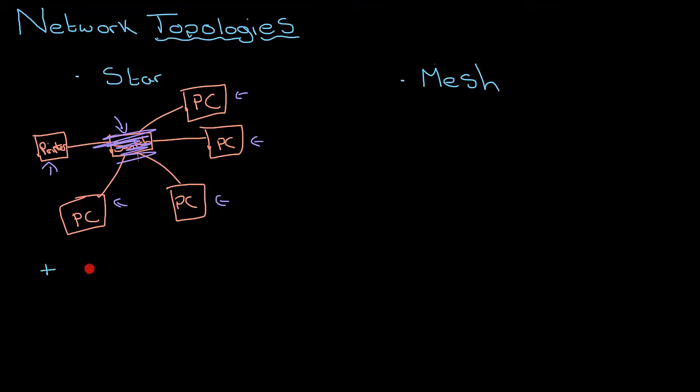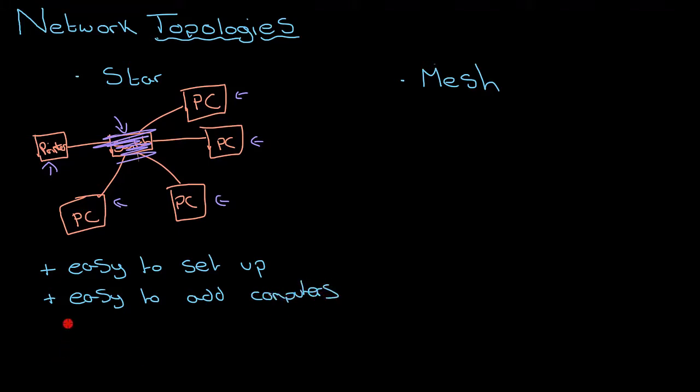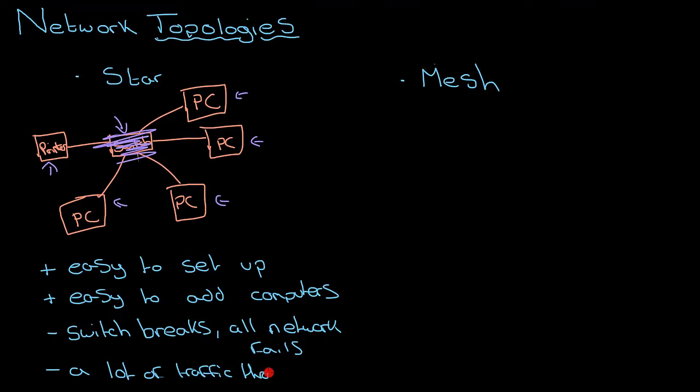So we're looking for advantages and disadvantages. We can say a star network is definitely easy to set up, and it's definitely easy to add computers to as well. But a definite downside is that if the switch breaks, the whole network fails. And also you've got a lot of traffic going through the switch.